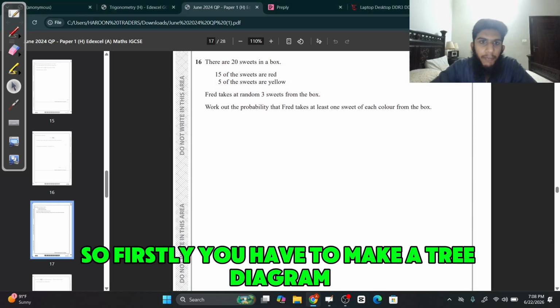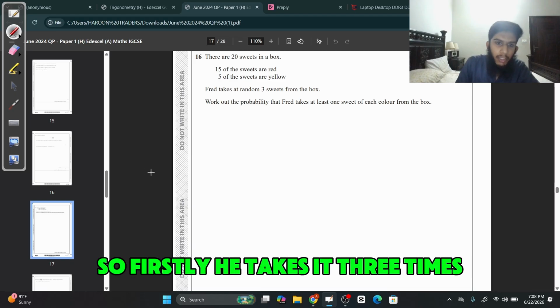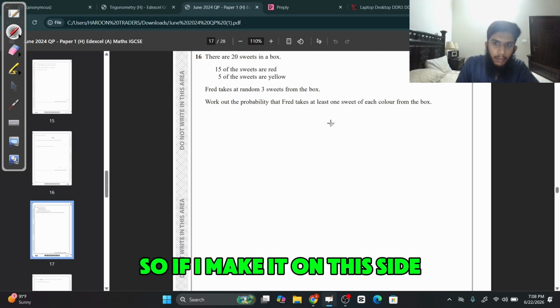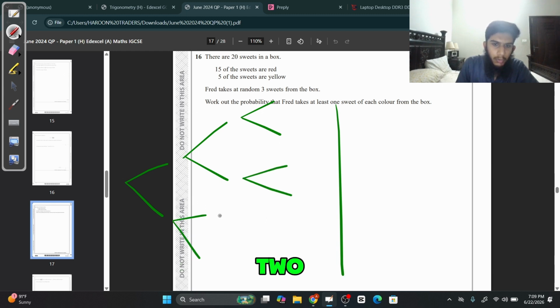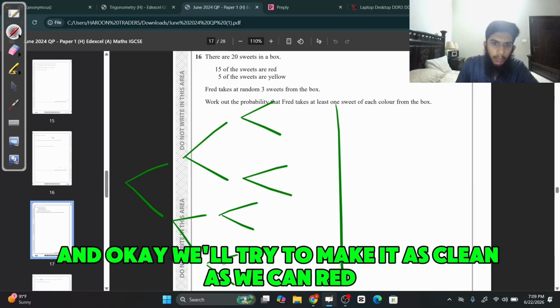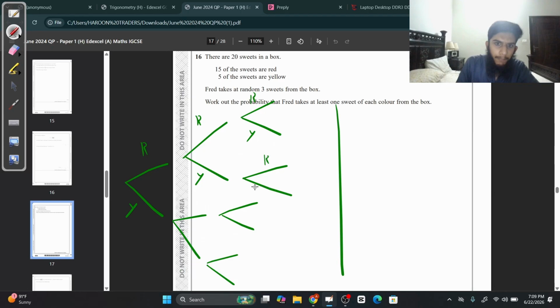Okay, so firstly you have to make a tree diagram to actually visualize this a bit better. So firstly, he takes it 3 times. So if I make it on this side, 1, 2, 3, and we'll try to make it as clean as we can. Red, yellow, red, yellow, red, yellow.